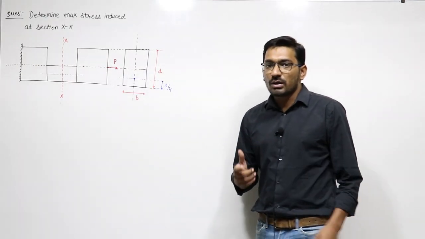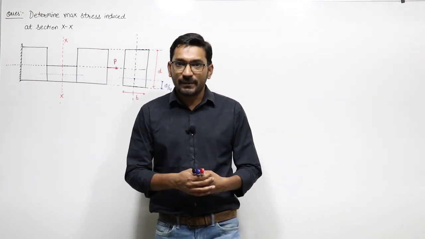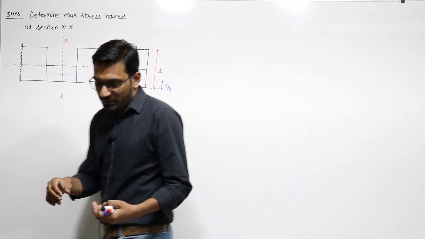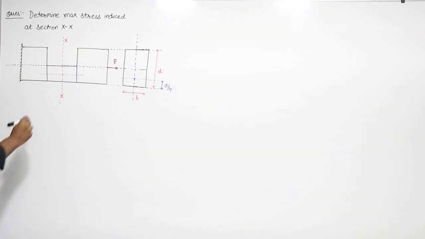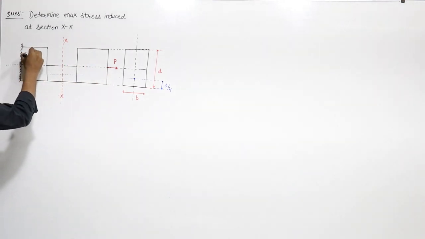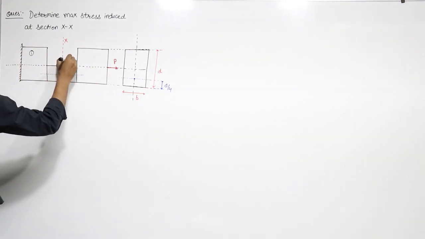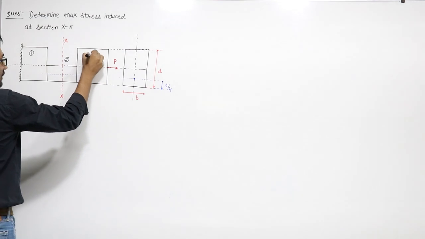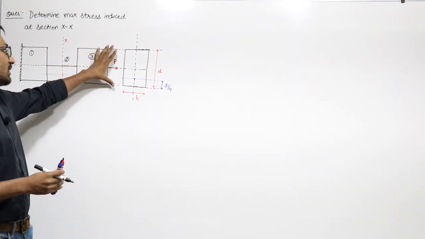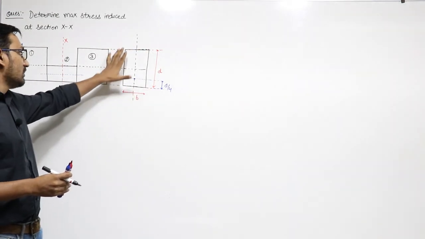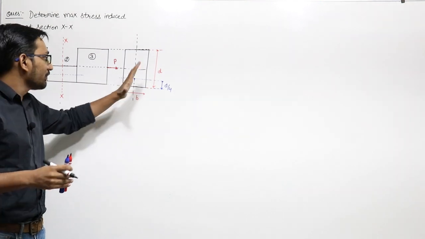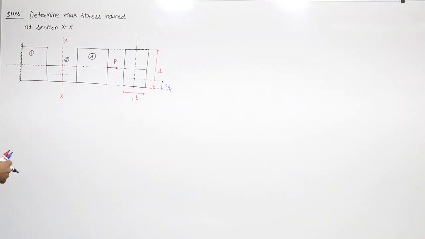Let us solve one more numerical on the load chapter. We have this kind of a structure in which three beams are attached with each other. This is your first beam, this is your second beam, and this is your third. The cross section of this structure is given in this diagram. It is a rectangle, the width is B and the depth is D.